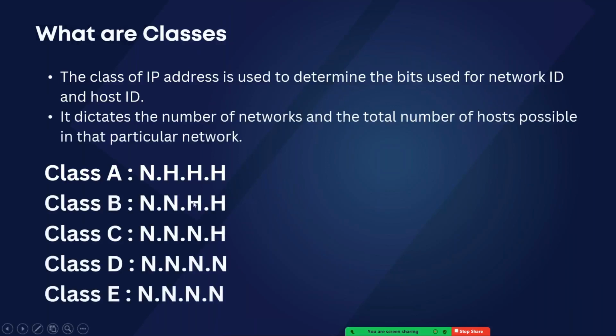Okay. So class A has 1 network portion and 3 host portions. Class B has 2 network portions and 2 host portions. Class C has 3 network portions and 1 host portion. Class D and Class E have all network portions itself. There are no host portions in Class D and Class E. But what do I mean by that? What do I mean by network and host portions?